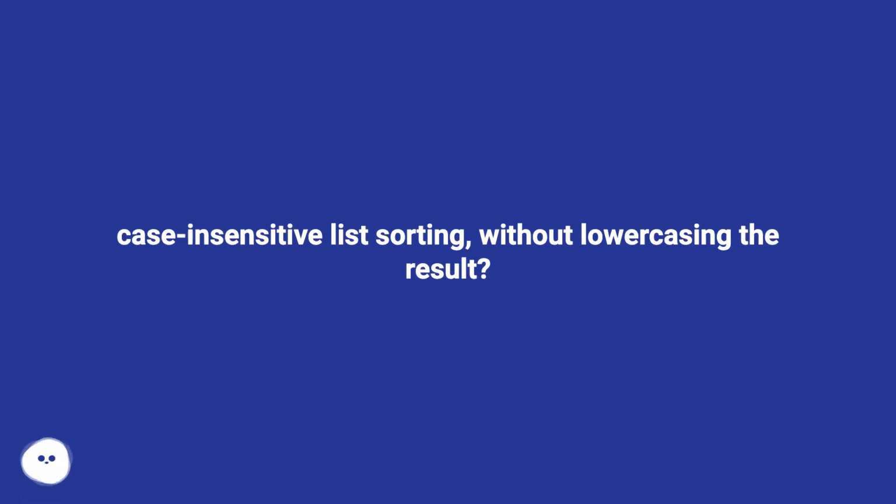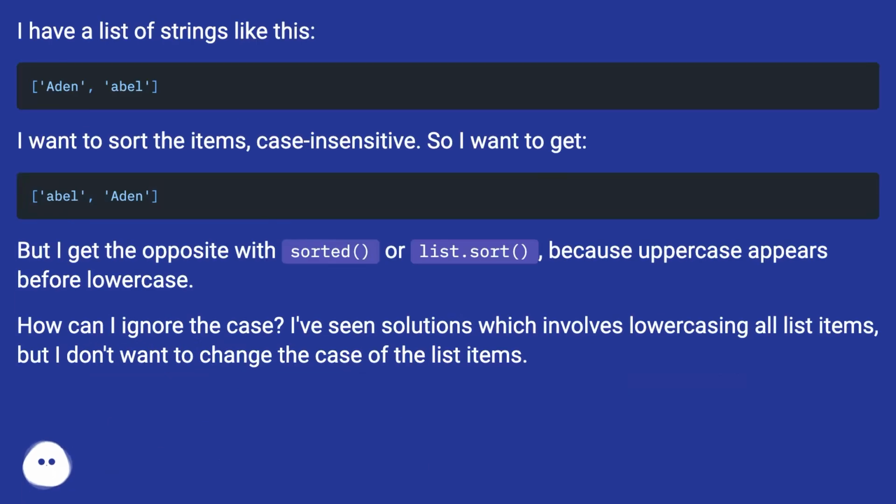Case-insensitive list sorting, without lowercasing the result? I have a list of strings like this. I want to sort the items, case-insensitive. So I want to get this. But I get the opposite with sorted, or list.sort, because uppercase appears before lowercase. How can I ignore the case?